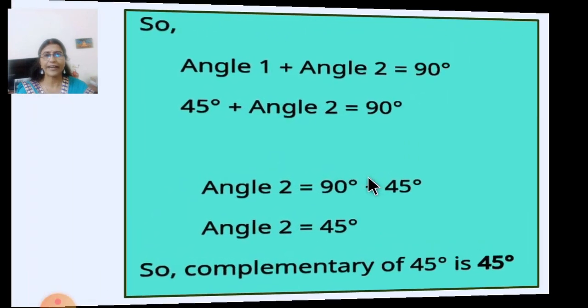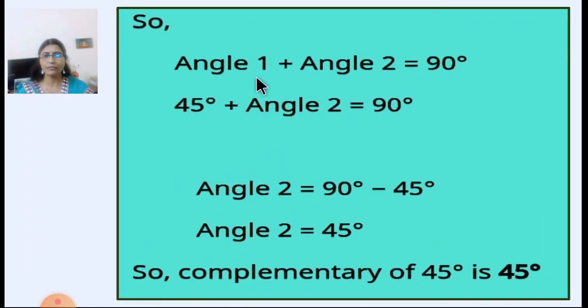So we have to find out the next angle. So angle 1 plus angle 2 is equal to 90 degrees. So 45 degrees we will write here below angle 1, and angle 2 we have to find out, plus angle 2 is equal to 90 degrees. So angle 2 will be equal to 90 degrees, and this we will bring to this side. It will become minus 45 degrees. So 90 minus 45 is 45 degrees. So angle 2 is equal to 45 degrees. So the complement of 45 degrees is again 45 degrees.